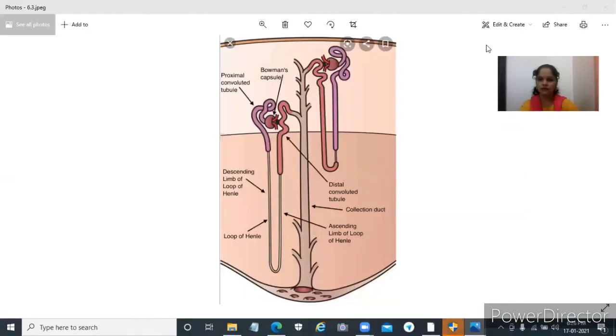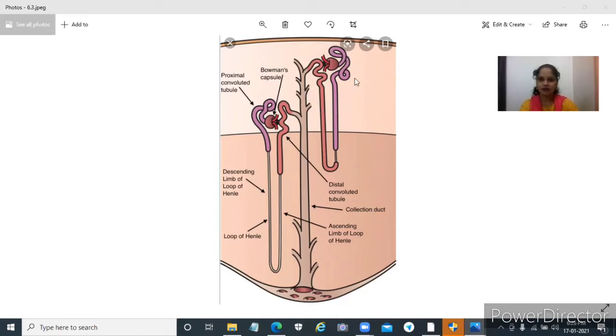Dear student, today we are going to discuss the types of nephron, the JGA apparatus and the mechanism of urine formation. Let's learn about the first one, types of nephron. Look at this. It's the cortex part of the kidney. It's the medulla part of the kidney.